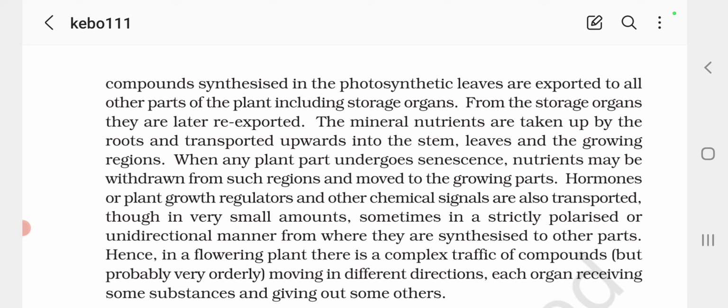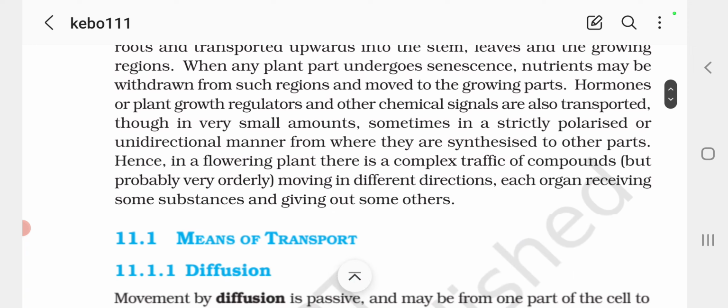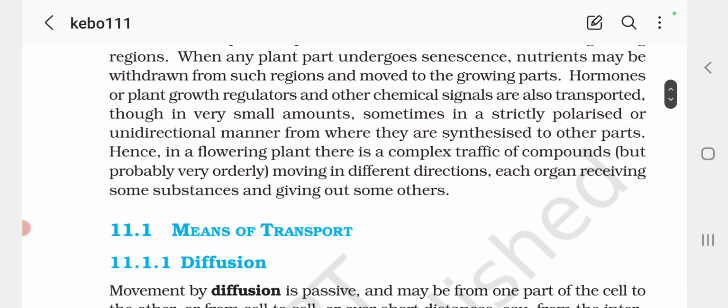The mineral nutrients are taken up by the roots and transported upwards into the stem, leaves, and the growing region. When any plant part undergoes senescence, nutrients may be withdrawn from such regions and moved to the growing parts. Hormones or plant growth regulators and other chemical signals are also transported, though in very small amounts, sometimes in a strictly polarized or unidirectional manner from where they are synthesized to other parts. Hence, in a flowering plant, there is a complex traffic of compounds but probably very orderly, moving in different directions, each organ receiving some substances and giving out some others.